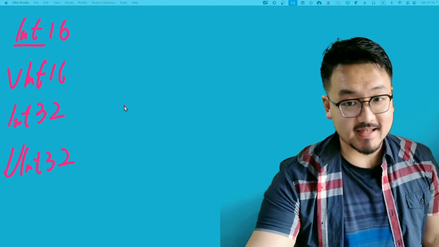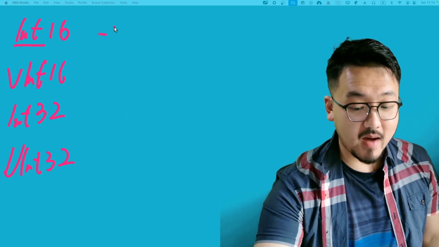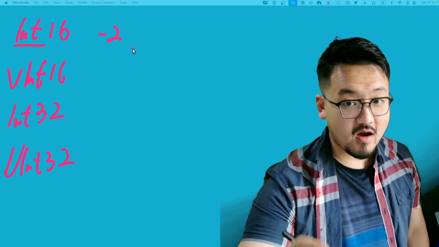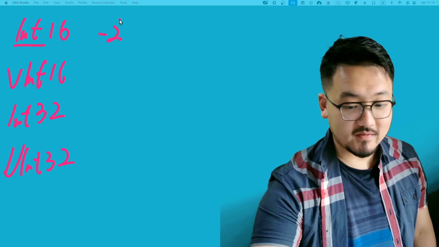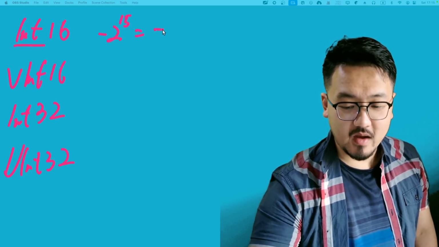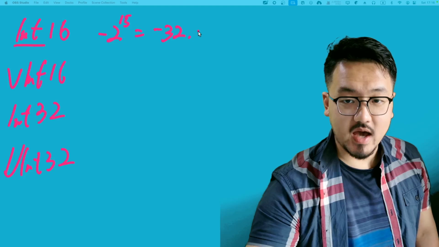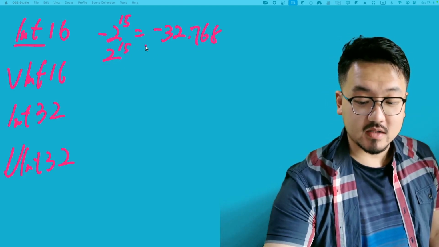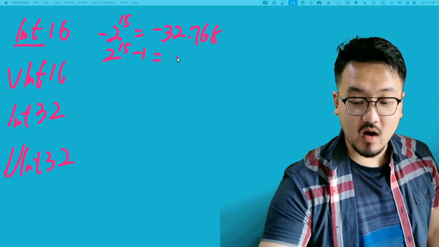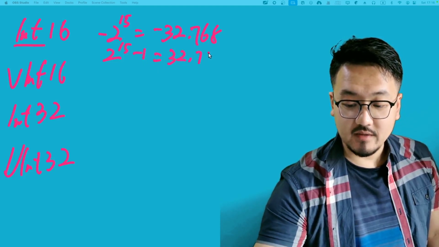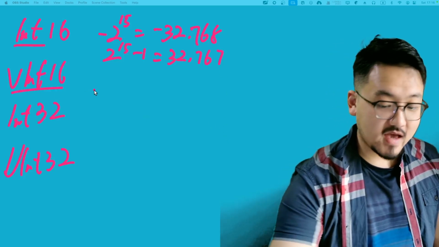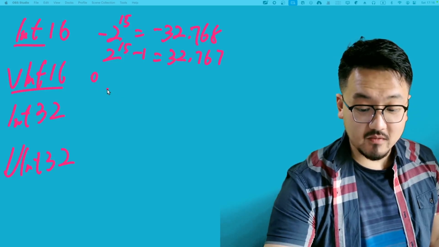So int 16. Okay, so the minimum value is -2 raised to the power of 16 minus 1, so 15. That will be approximately 32,768. And then positive, subtract by 1, 32,767. Okay, and then unsigned starts with minimum 0.